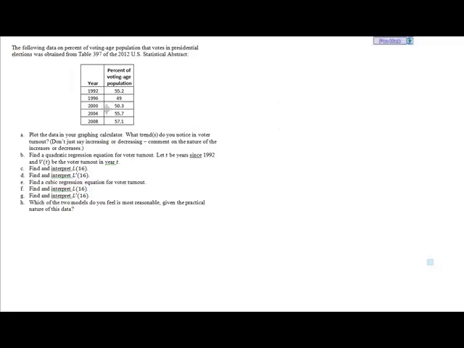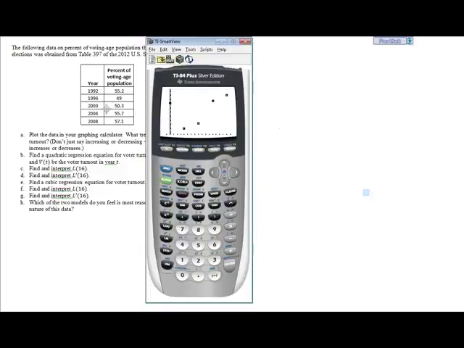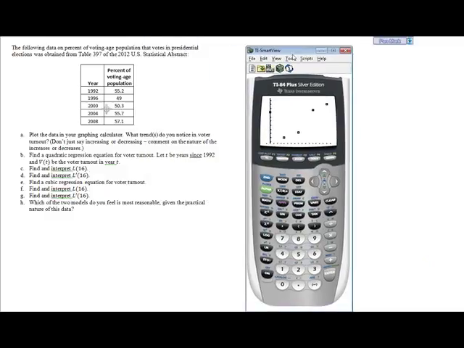Here we're looking at voter turnout in the last 5 elections, and the first thing we want to do is take a look at this data to see what kind of trends we notice. So here's the data already on our window. To get here, make sure your stat plot is on. Make sure that your data is entered and that your columns read L1 and L2. Press zoom 9 for zoom stat, and you should see the data there.